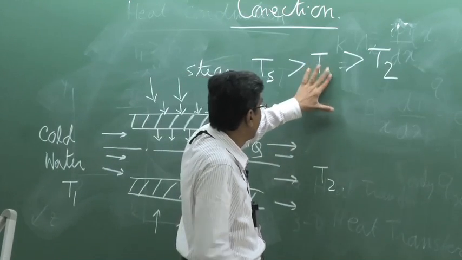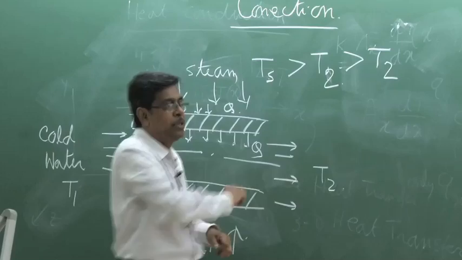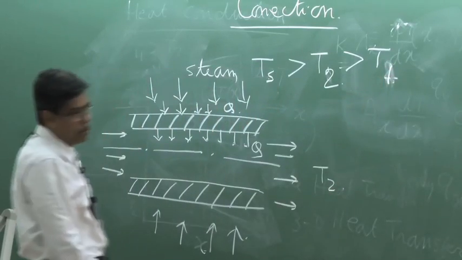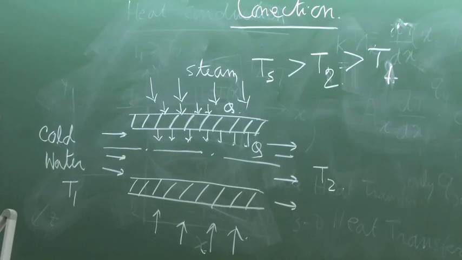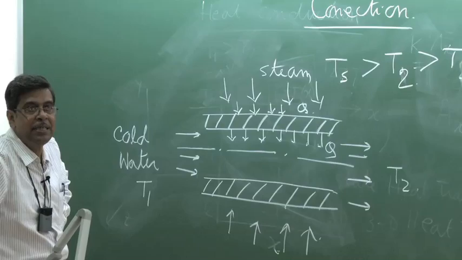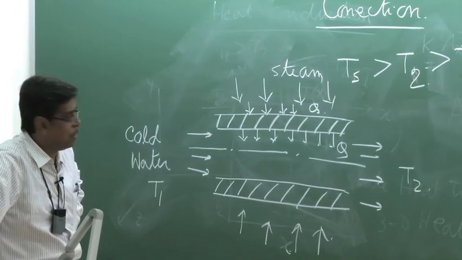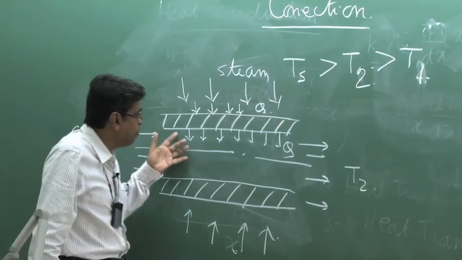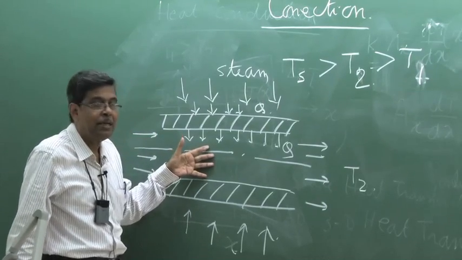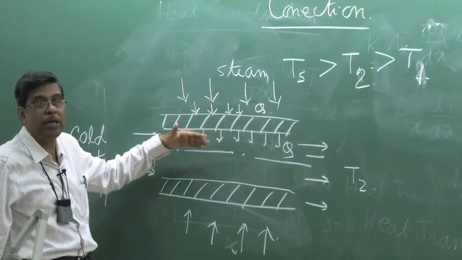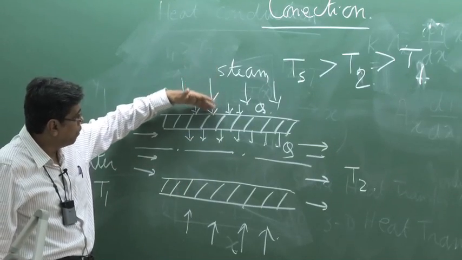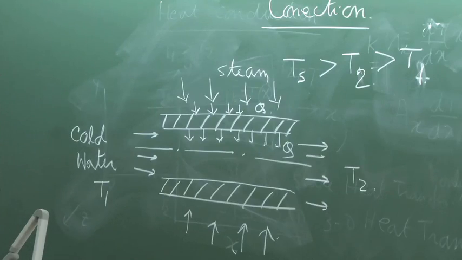Sorry, I am extremely sorry, T2 greater than T1. So we will come out with a temperature T2, which will be higher than T1. Water will be heated. And that is an example of forced convection. Here we are causing a forced flow of the water, and here also steam is flowing under a pressure difference. Because of this flow, this is forced convection heat transfer.